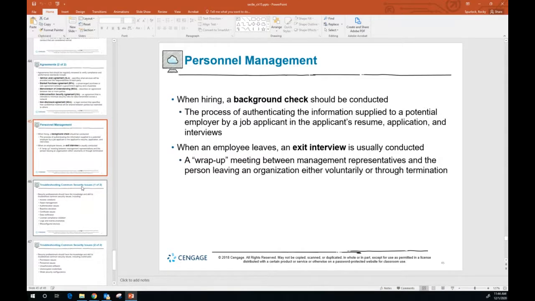Personnel management. When you're hiring someone, a background check should be conducted. That's the process of authenticating the information supplied to a potential employer by a job applicant in the resume, application, and interview. Also, when an employee leaves, an exit interview is usually conducted. It's a wrap-up meeting between the management representatives and the person leaving the organization.